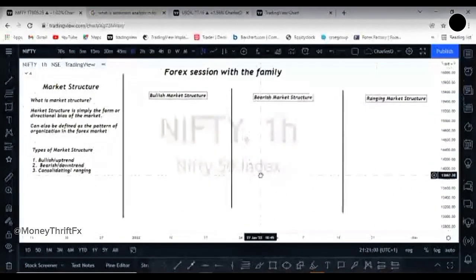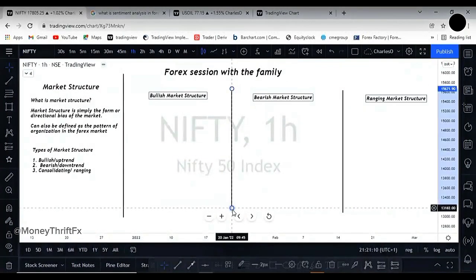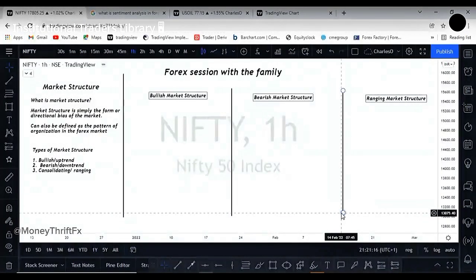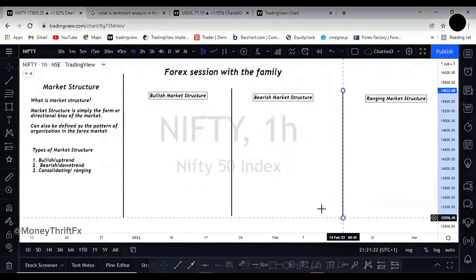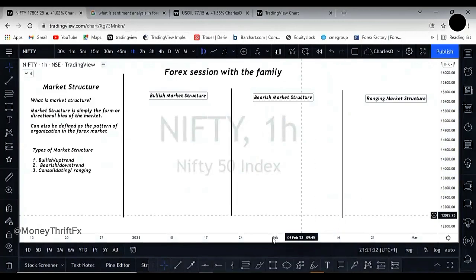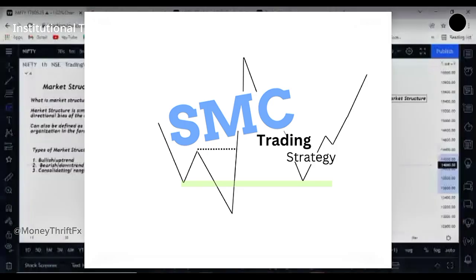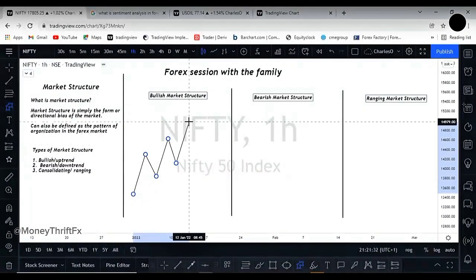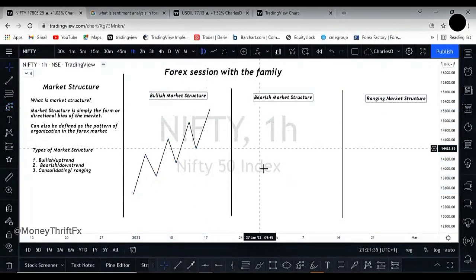So what is the formation of a bullish structure? How does a bullish structure form, and what are the patterns of organization that we want to see before we can say that the market is bullish? Remember, bullish is buying, and bearish is selling. So you want to see the market in the bullish structure forming this, and I'm going to tell you what is forming in a moment. Let me just draw this. So from here, what can you see? What is the market doing?